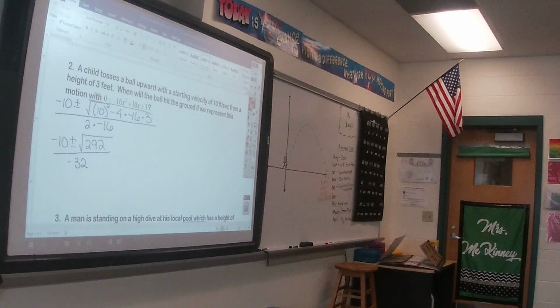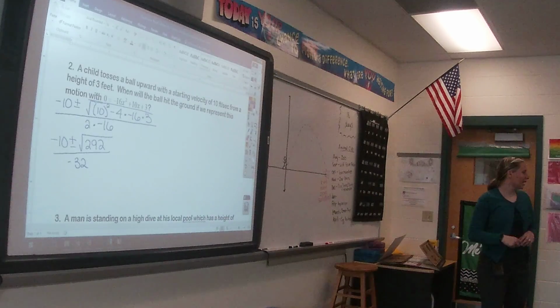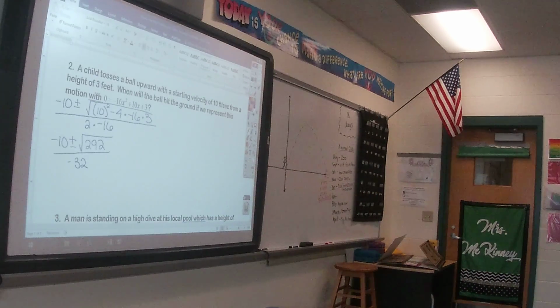Okay, so I'm going to take that a step further, right? It's appropriate to approximate when we are ready for a label. We're not going to do anything else with this, right? We wouldn't say that the cost of something is $3.078, because that's not how we talk about money. We wouldn't say that a ball hits the ground at -10 plus or minus the square root of 292 all over -32 seconds, because that's not how we talk about time.